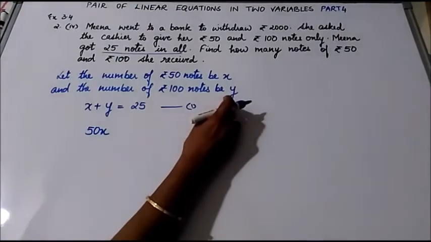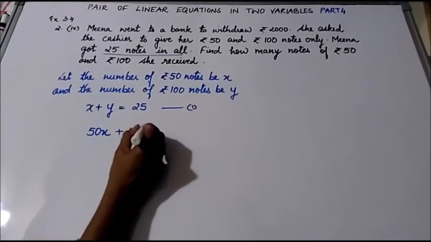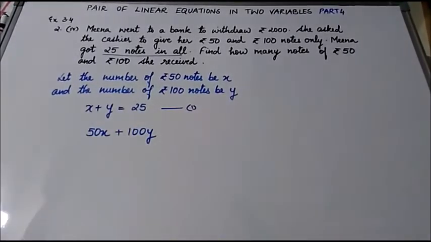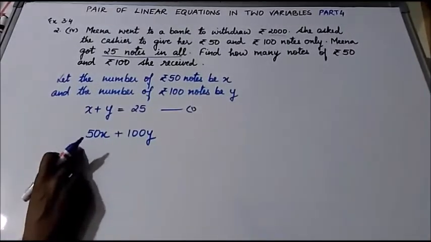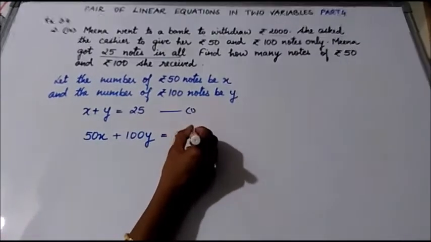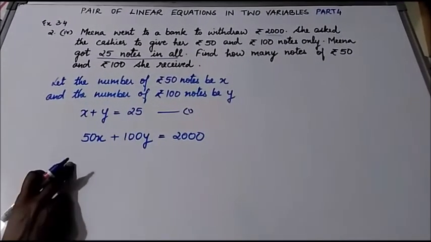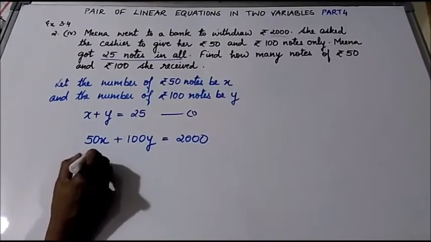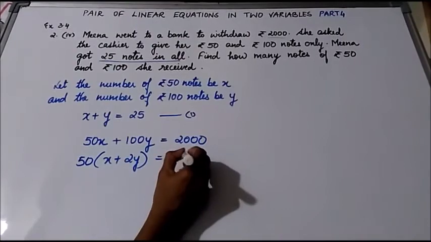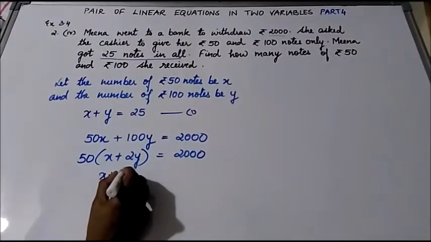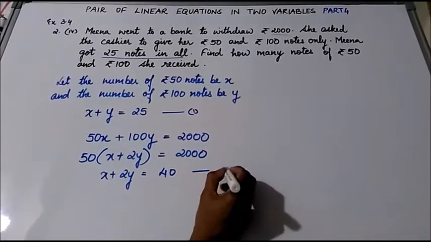How many 100 rupee notes are there here? Y. So the amount will be 100 into y, that will be 100y. This is the total amount Meena has. But what is given in the question? How much amount she withdrew? 2000. So 50x plus 100y is equal to 2000. Now here we can simplify this equation. We can see 50 is common. We get 50 times x plus 2y is equal to 2000. That is x plus 2y is equal to 40. This is your second equation.